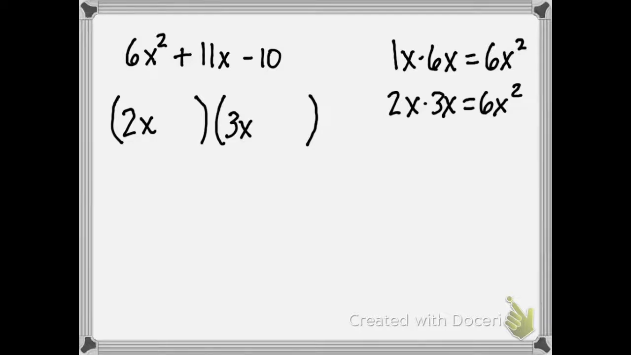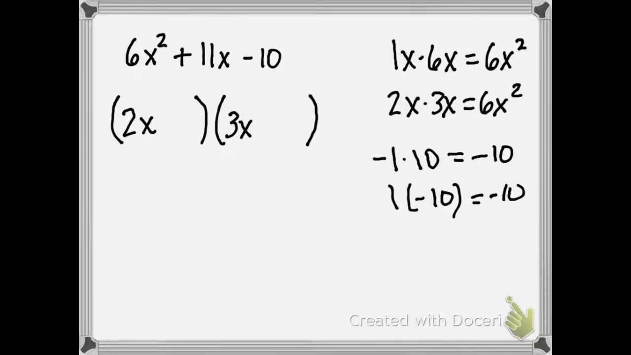Now the next thing I know is that the last terms in the parentheses have to multiply to be this constant term, negative 10. There are some options here, and I'm going to write these all down. They have to be opposite signs to multiply to a negative. So negative 1 times 10, positive 1 times negative 10, negative 2 times positive 5, or 2 times negative 5. These are the 4 ways that we can multiply 2 integers and get negative 10.